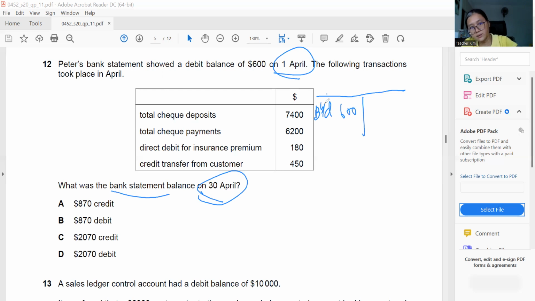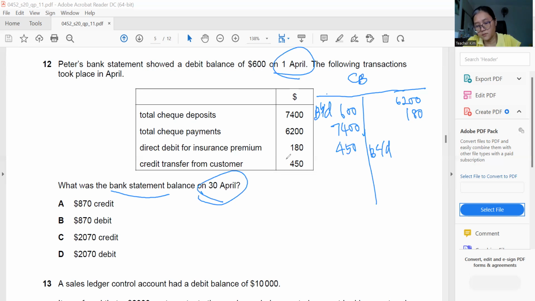During the month, total check deposit is 7400, and then payment is 6200. Direct debit for insurance means this one we haven't deducted from the cash flow. This is from the cash flow point of view, so we have to deduct. Credit transfer from the customer, which is the customer paying directly. So this is our new balance carried out. Let's calculate what the cash flow is first.